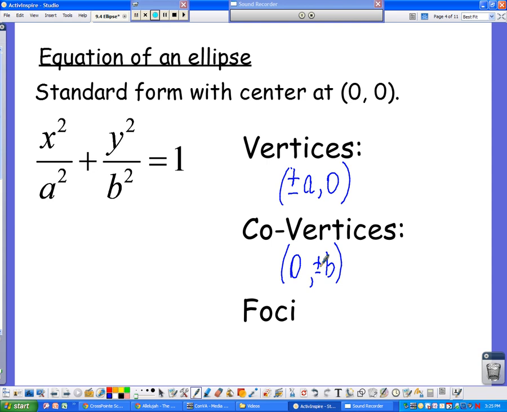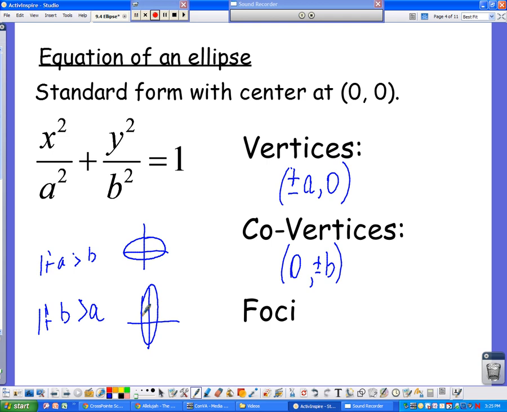Okay? So it really depends on whether A is larger. If A is greater than B, then it's going to be an ellipse like this. If B is larger than A, then it's going to be an ellipse that lies along the y-axis.